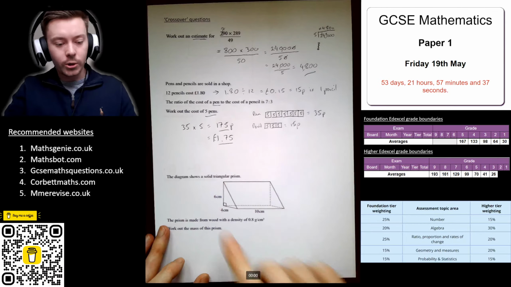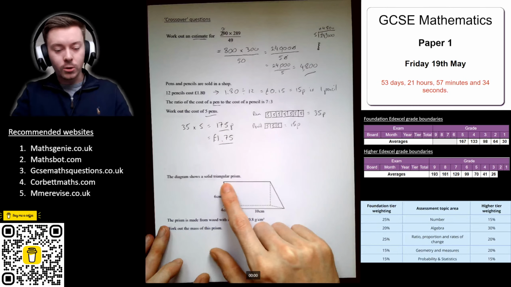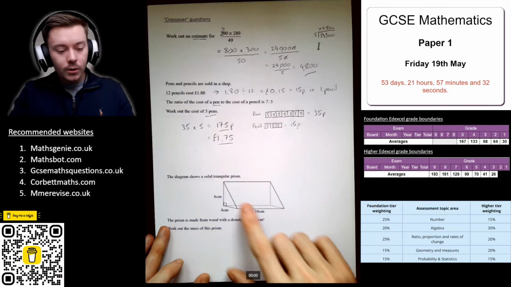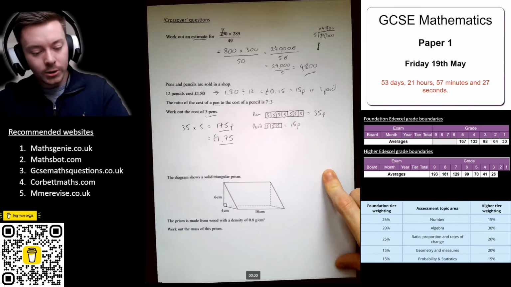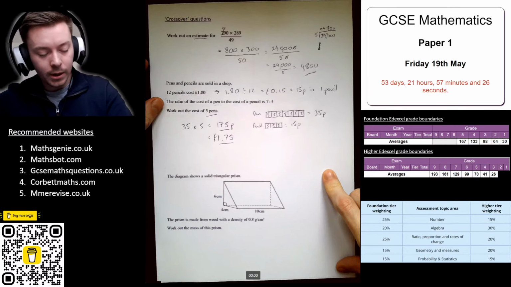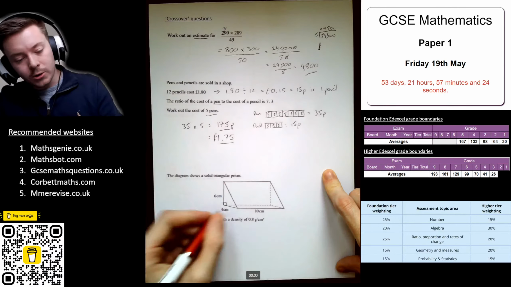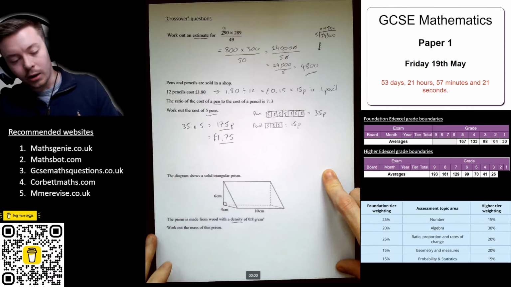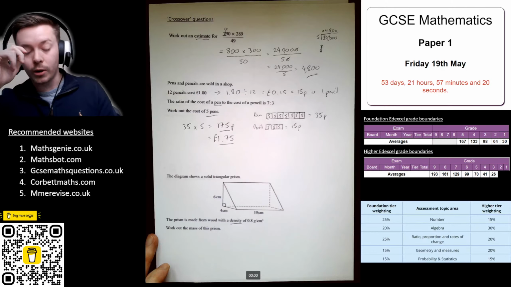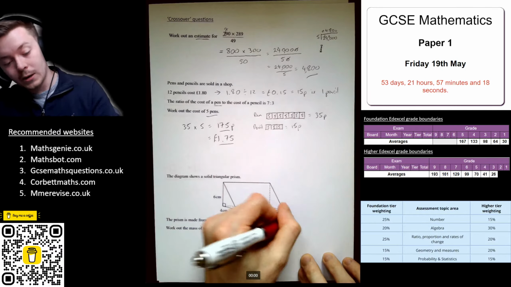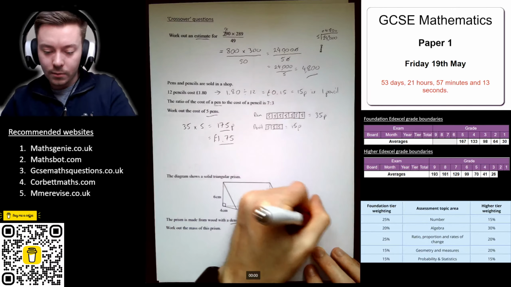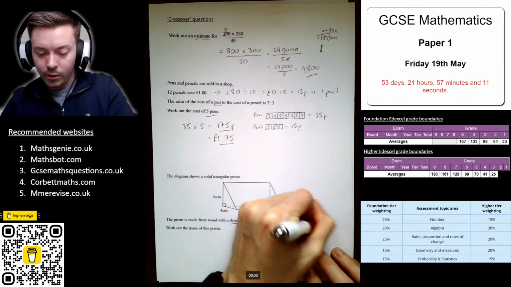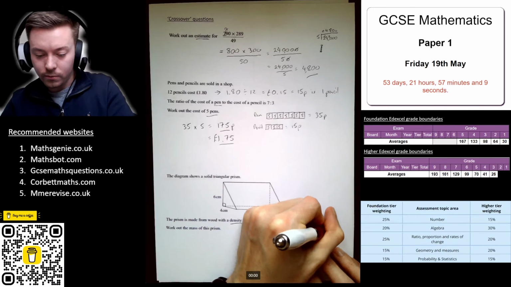Okay, next question. The diagram shows a solid triangular prism. The prism is made from wood with a density of 0.8 grams per centimetre cubed. Work out the mass of this prism. As soon as I saw this density written here, I thought I need to remember the equation for density. Density is mass divided by volume.